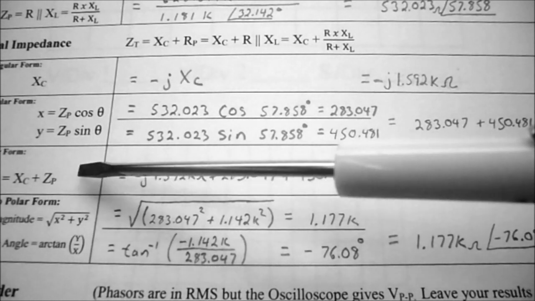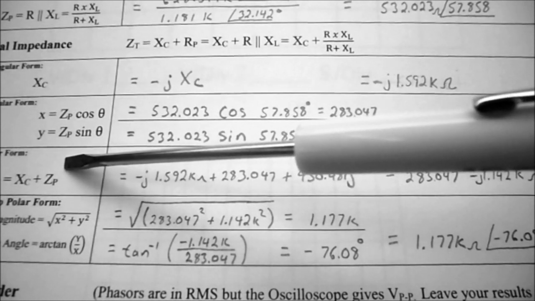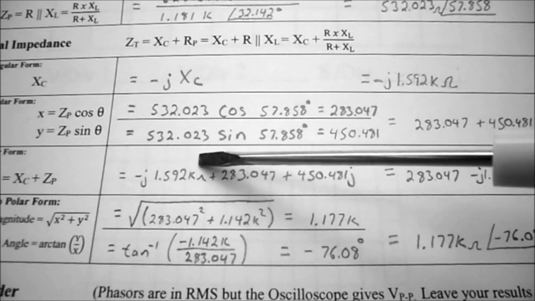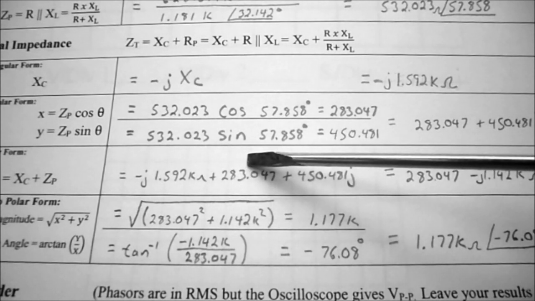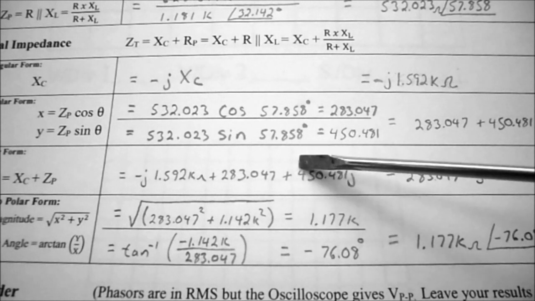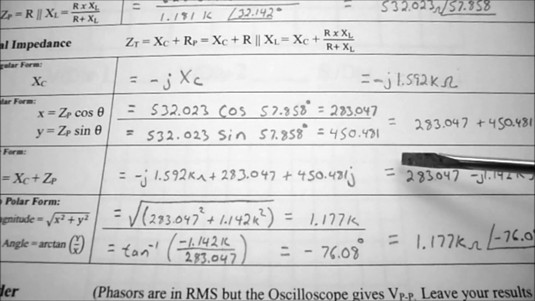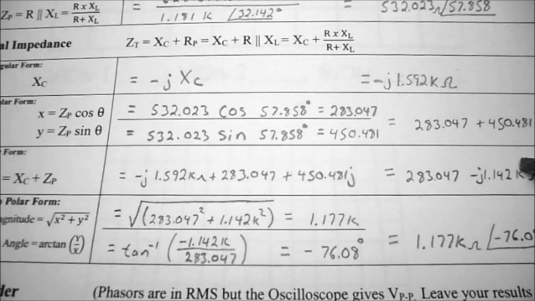Then to do the calculation, Z total is equal to XC plus Z parallel branch. So you have your minus J 1.592k ohms, which is XC, plus the 283.047 plus the 450.481J. So that ends up being equal to 283.047, the real part, minus J 1.142k ohms. That's the imaginary part.